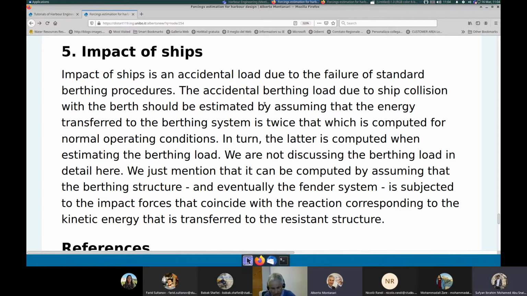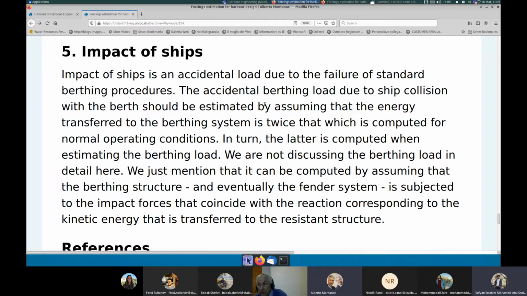Okay, and excuse me, Professor, I have a question on the accidental impact of ships. Is the impact of ships usually designed together with the design wave, like the maximum design wave, or is it just the impact of ships alone and the design wave is another load pattern?